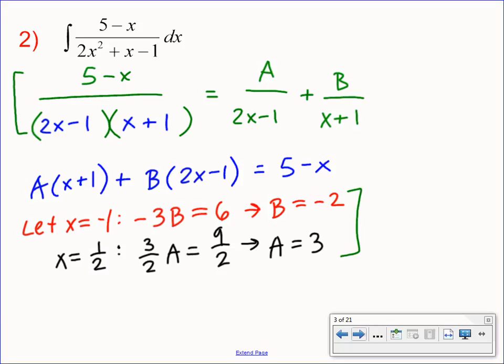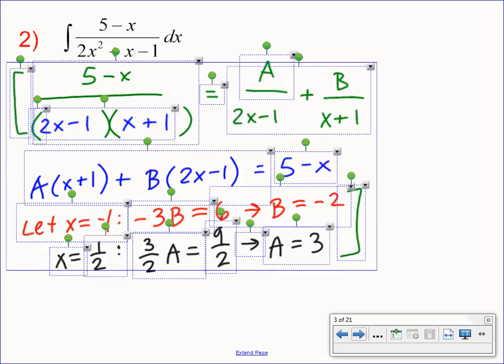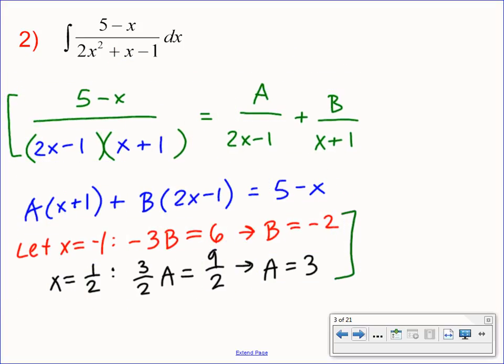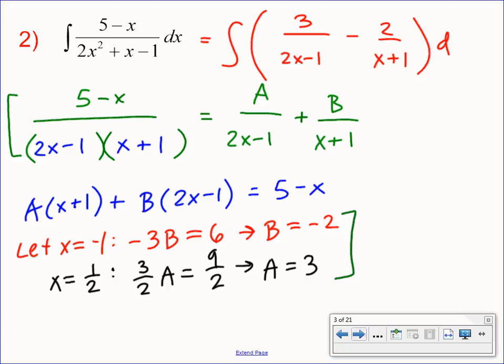So now I can rewrite my original as, A is 3, so 3 over 2x minus 1 plus, and B is, sorry, minus 2 over x plus 1. And a quick check, who got the rewrite? Did you get the rewrite with the signs right? Oh, good. And then we're good to go again.